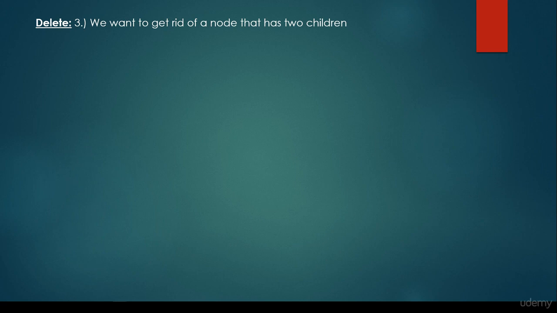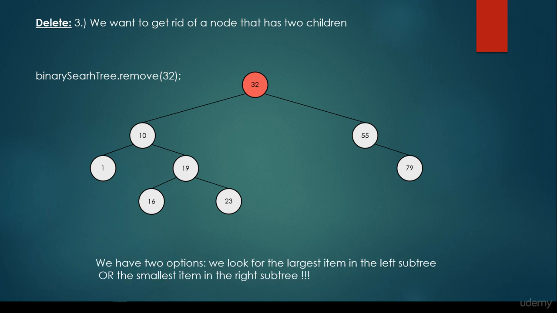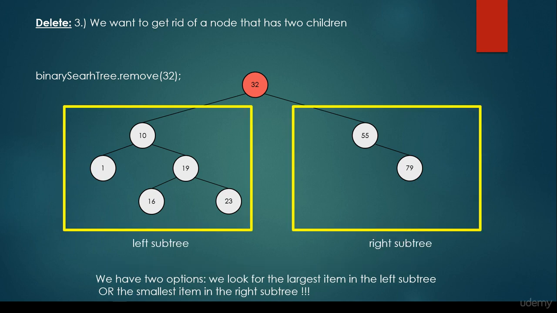Okay, then this is the most complex case when we want to get rid of a node that has two children. We have this binary search tree and we would like to remove 32. We come to the conclusion that this is the root node, so we have two possibilities. First, we look for the largest item in the left subtree, or we find the smallest item in the right subtree. So, in the left subtree we have to find the greatest item. This is called the predecessor. This 23 is the predecessor of 32.